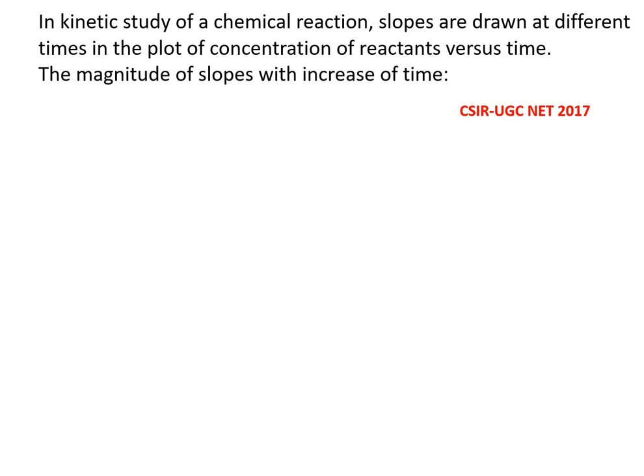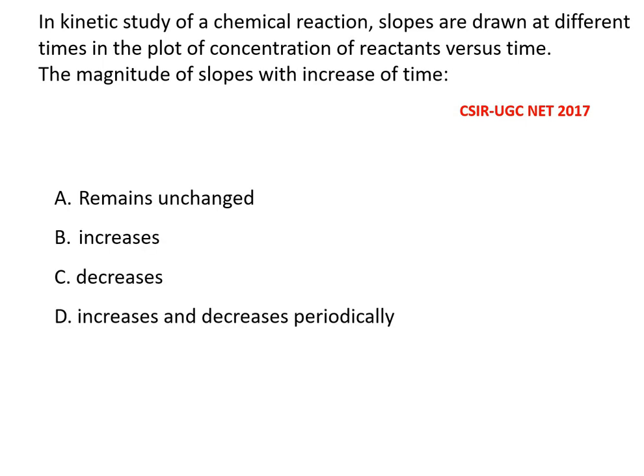In the same way, in a kinetic study of a chemical reaction, slopes are drawn at different times in the plot of concentration of reactants versus time. The magnitude of slopes with increase of time. Okay, so here it talks about rate. Slopes are drawn at different times. So for a reaction A to P, the rate, you know, is minus d[A]/dt. So this is the rate defined in that way.